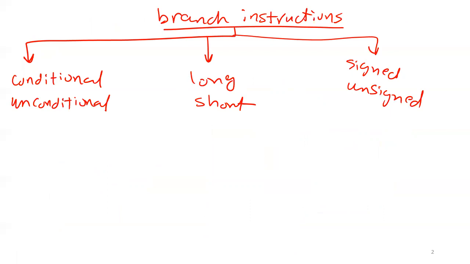So here I want to make a classification of branch instructions. The branch instructions I'm going to teach now, I want to show the big picture first before I give you details. Some of them are conditional, some of them unconditional. Also, some instructions are long, some instructions are short. Some of them are signed, some of them are unsigned. So before I teach the instructions, I'm gonna make some definitions now.